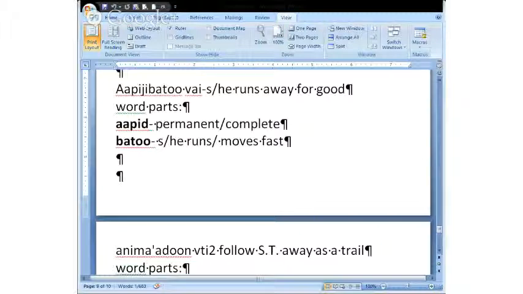I think we talked about batu before. Batu is running, I hear that quite a bit. Bimibatu, he or she is running. Bindigabatu, bindigay meaning entering a building. Batu is running, so enter a building through running. You're going to hear batu quite a bit.